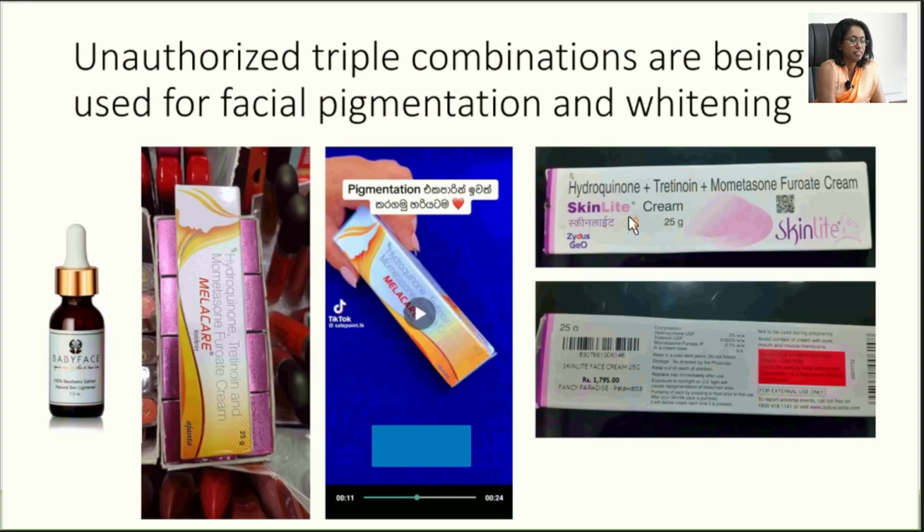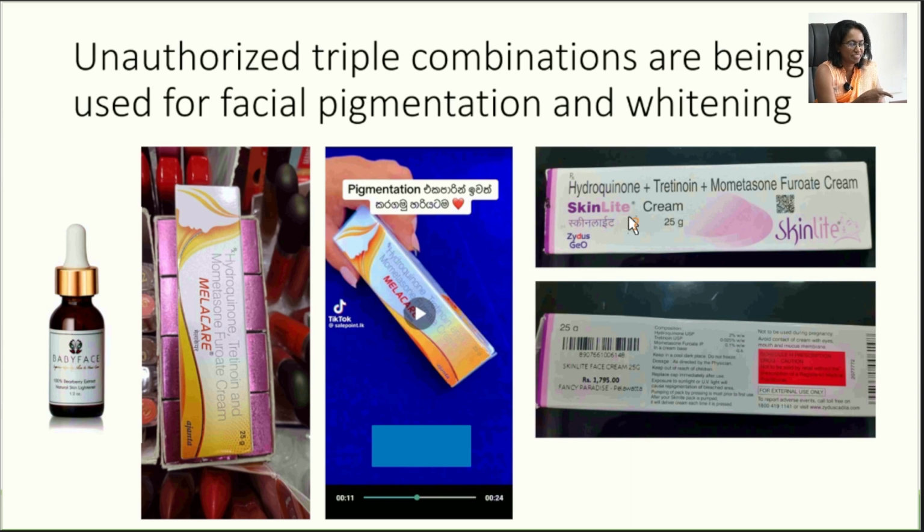But unfortunately, mometasone containing triple combinations are being used for, like, one misnomer is a lot of people talk about pigmentation. Even our patients come and tell me, Doctor, I have pigmentation. Pigmentation is not a diagnosis. Pigmentation is increased pigment, color. So people think pigmentation can be treated by anybody by using this.